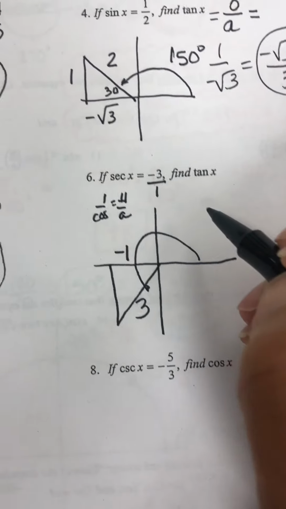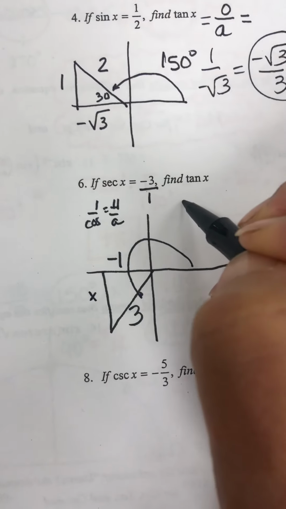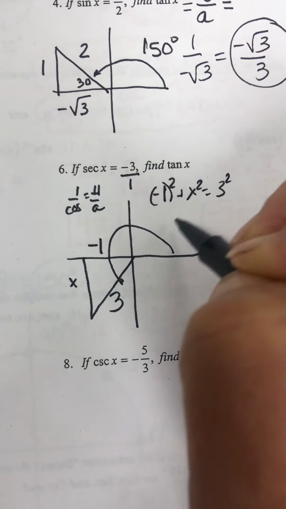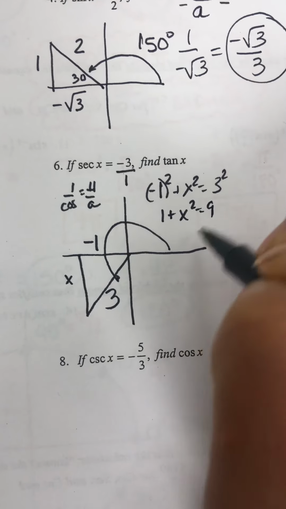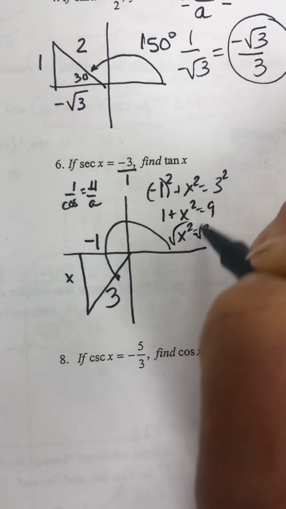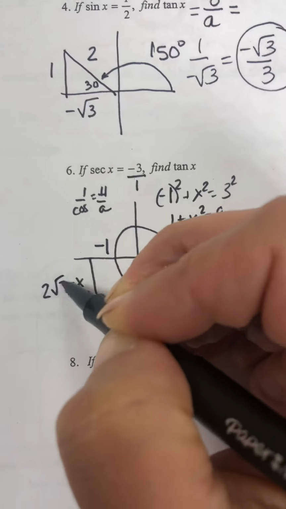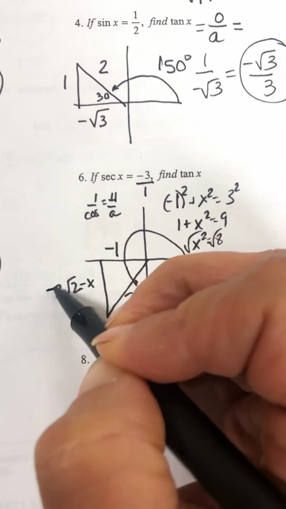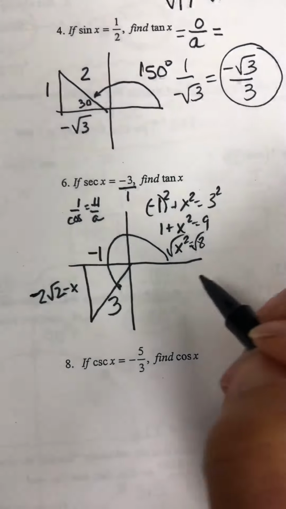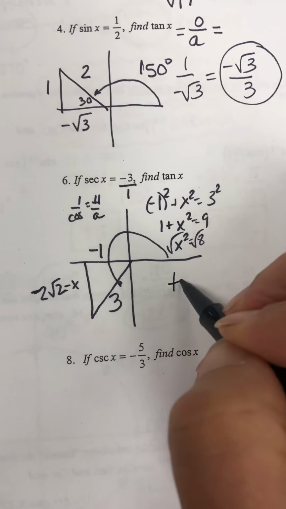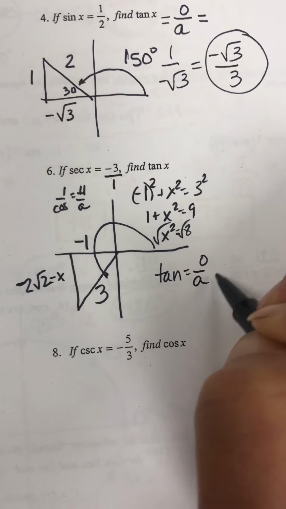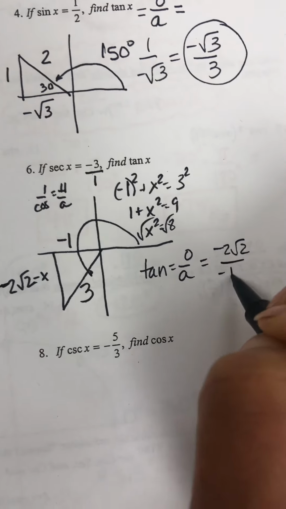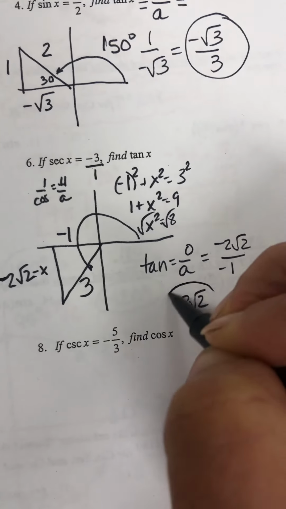Hypotenuse would be 3. And maybe I do want to write it out, negative 1 squared plus b squared equals c squared. 1 plus x squared is 9. X squared is 8. Isn't that just going to be 2 root 2, square root of 8? Oh, and it's negative, right? Because I'm in that third quadrant, left and down. So the tangent is, again, TOA, opposite over adjacent. So it would be negative 2 root 2 over negative 1, 2 root 2.